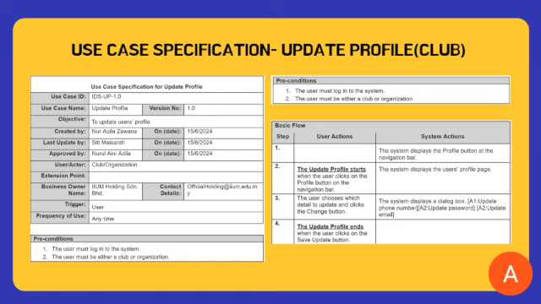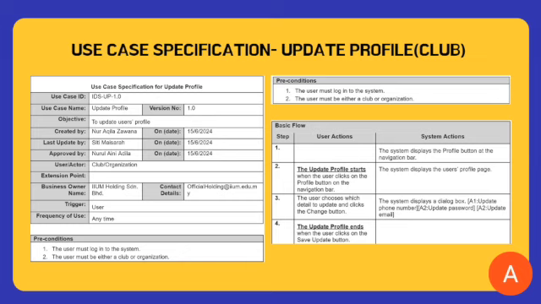Next are the preconditions. The first precondition is the user must log into the system. The second one is the user must be either a club or an organization to be able to update the profile. Next is the basic flow. The first step is the system displays the update profile button at the navigation bar.